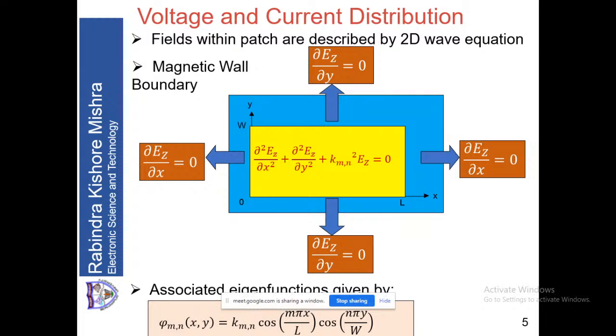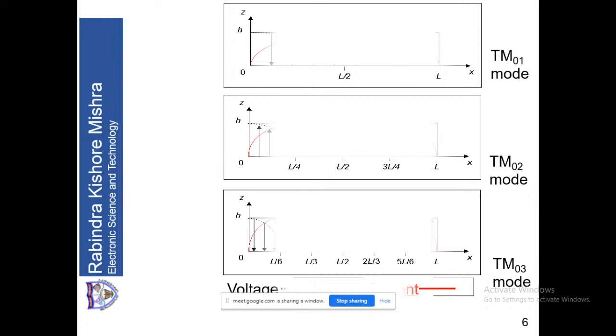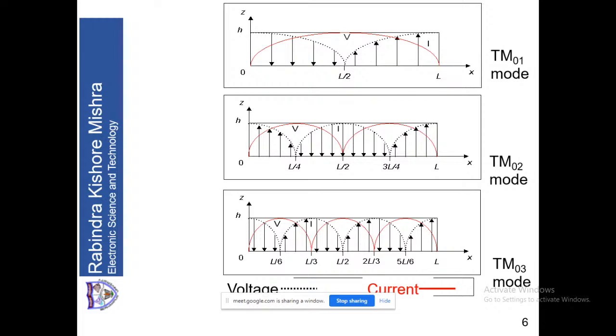Now let us see the field distribution. If I solve this, what will be the field distribution within the patch? The field distribution is shown here in this figure. Now 0 to L is the length. Along the length, for the dominant mode TM01, only half wavelength variation is seen along the x direction and there is no variation along the y direction. So voltage is maximum at the center, current is maximum at both the edges.